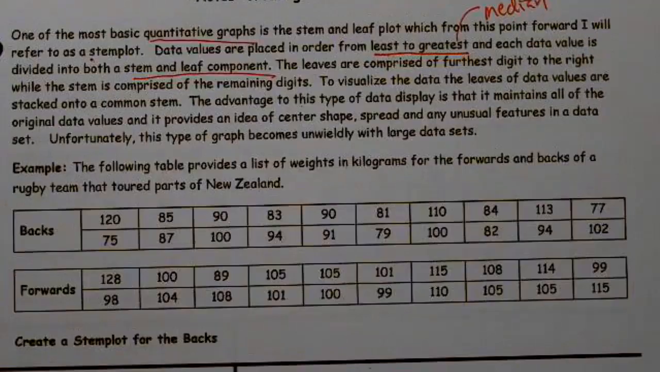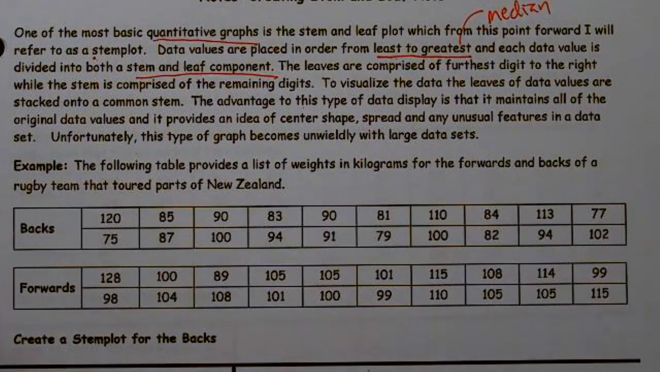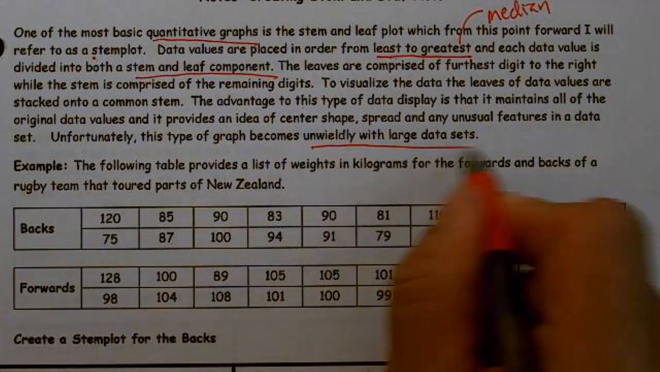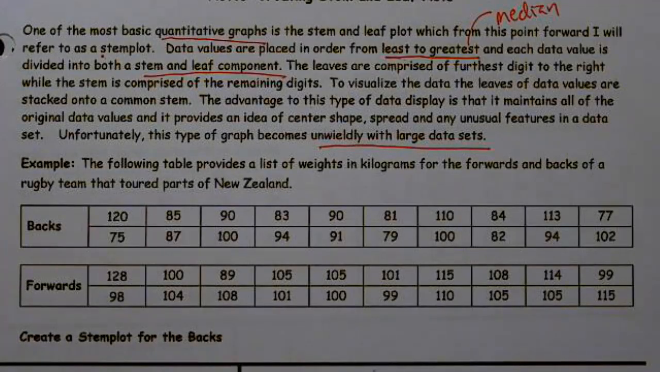One of the great things about the stem and leaf plot is we can see center, unusual features, shape, and spread. And we actually keep all of our data values, so we don't lose any of our data points. The reason we don't use it more often is because if we have large data sets, it becomes very difficult, even with a computer. However, on a smaller data set, the difficulty is getting them in order from least to greatest, and we can take care of that on the calculator.